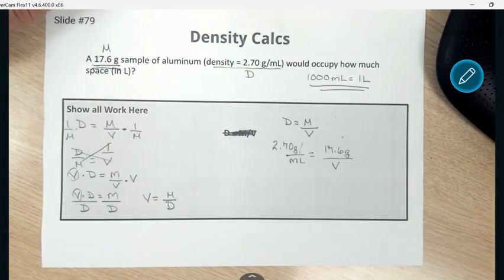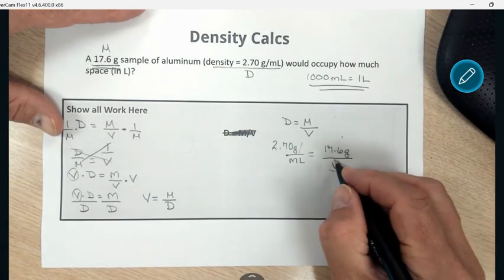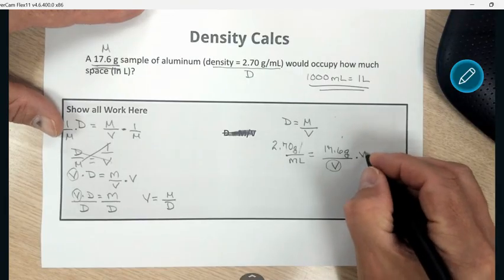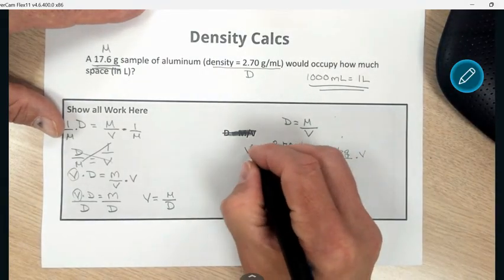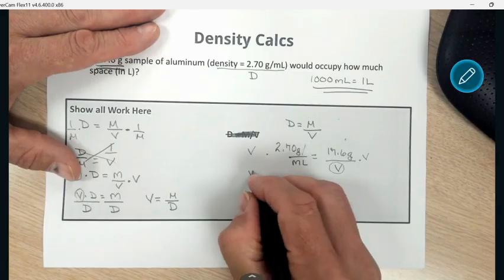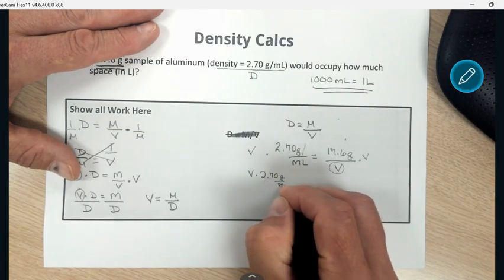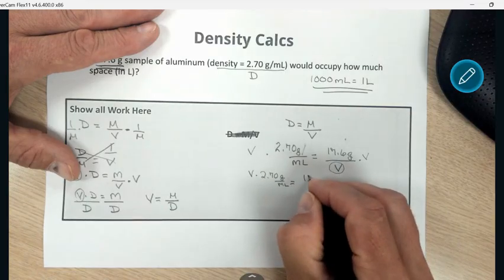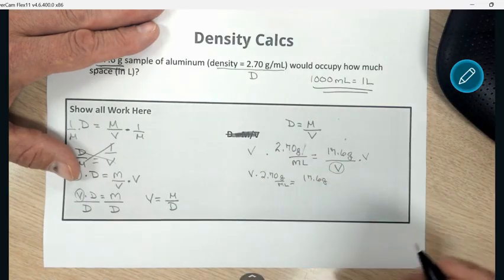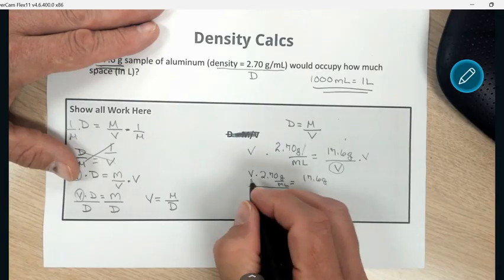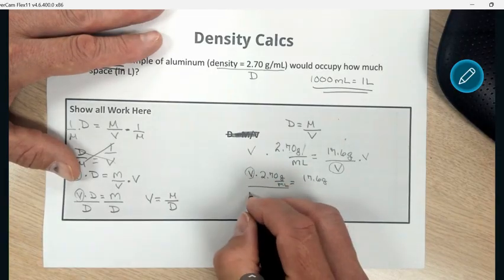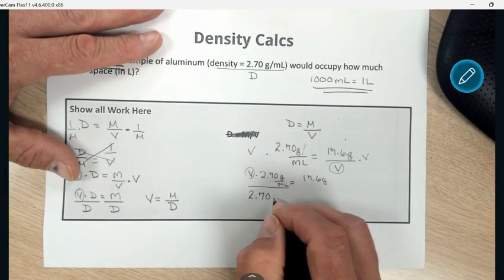Same thing we did before. We are going to isolate V. But to do that, I'm going to multiply both sides times V. So V times 2.70 grams per milliliter equals 17.6 grams. Now I'm going to get V on its own over here by dividing by 2.70.